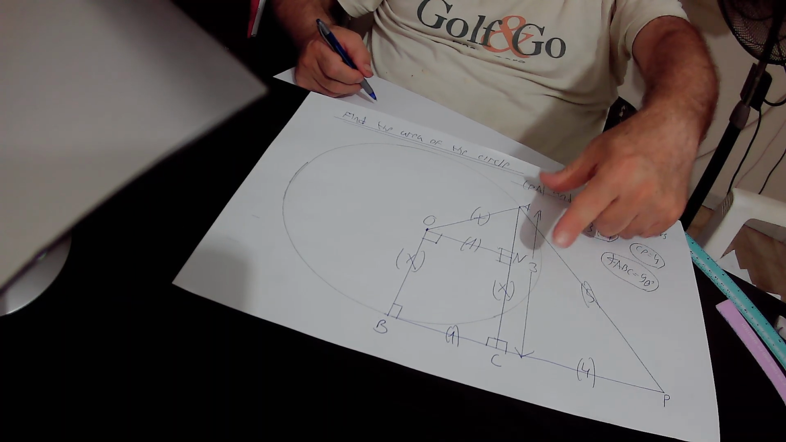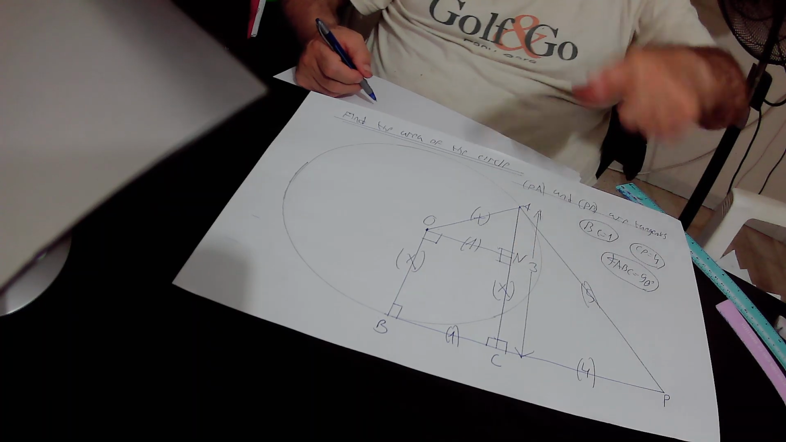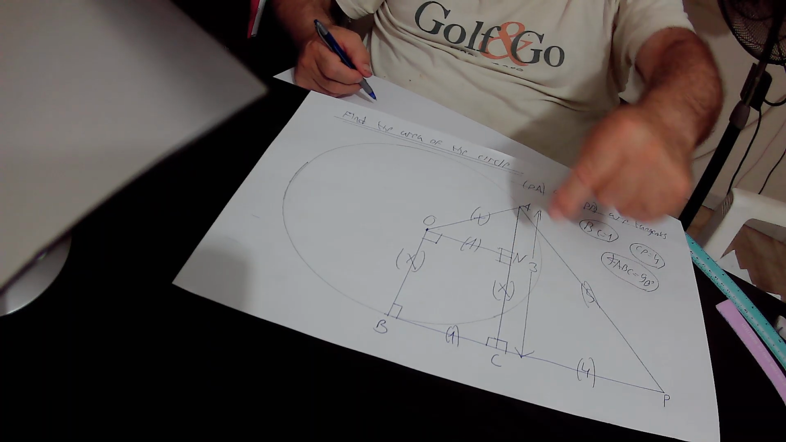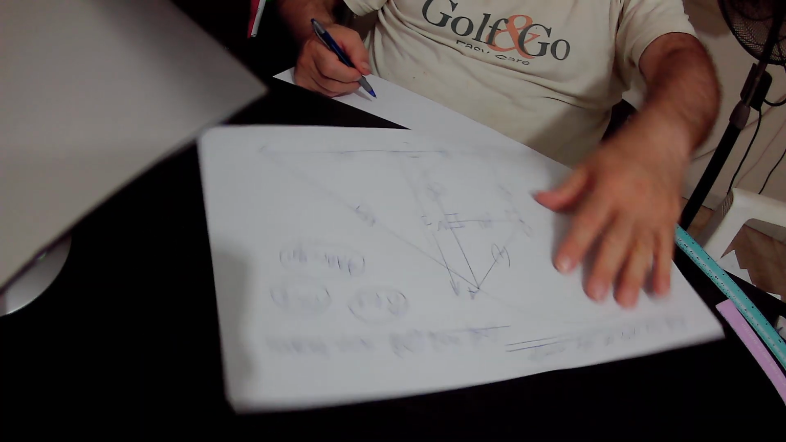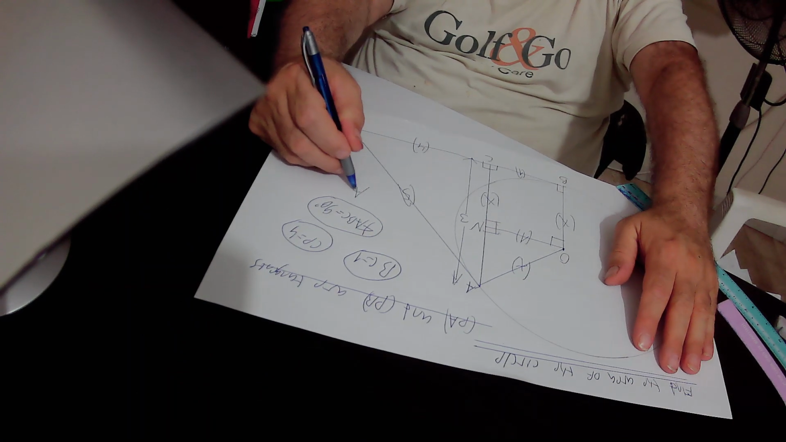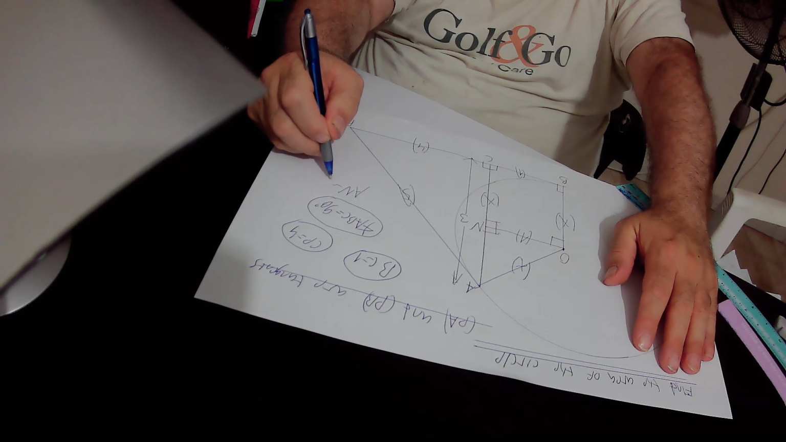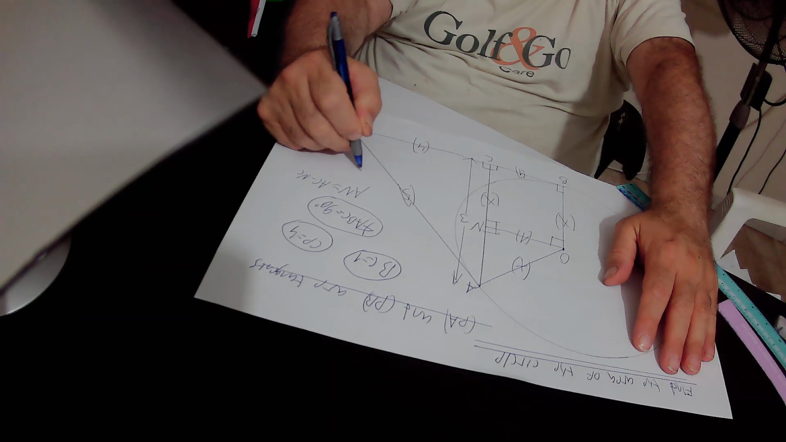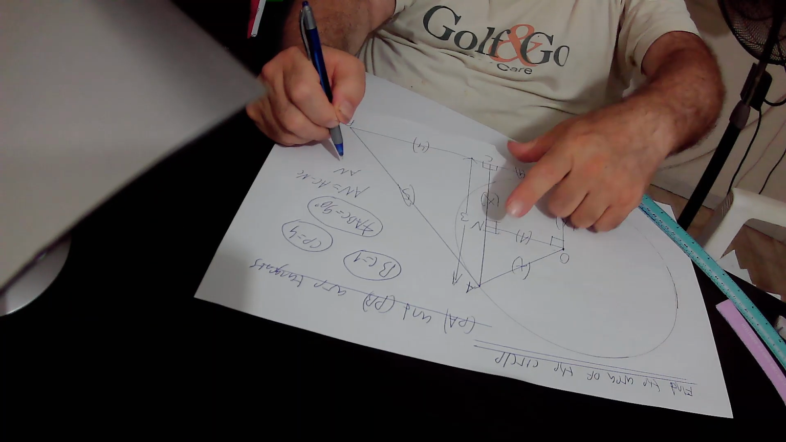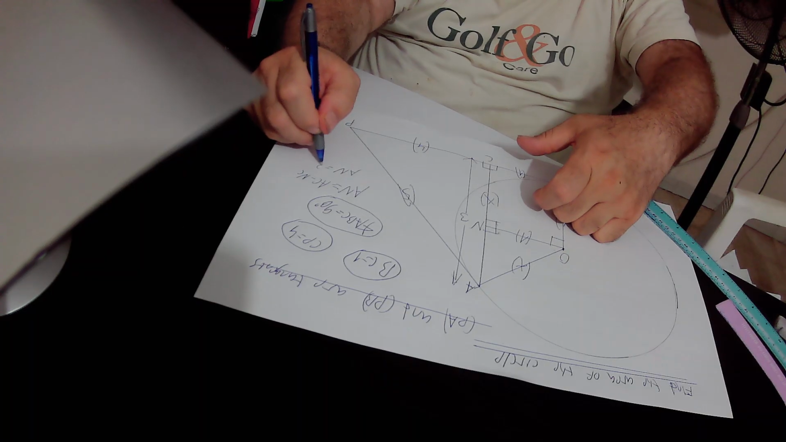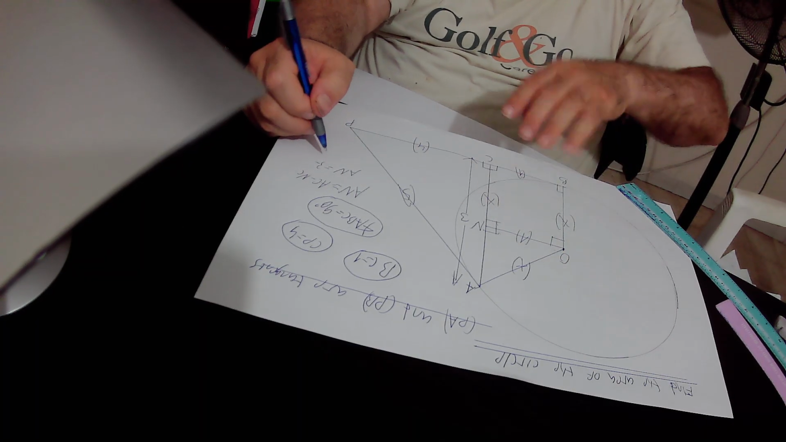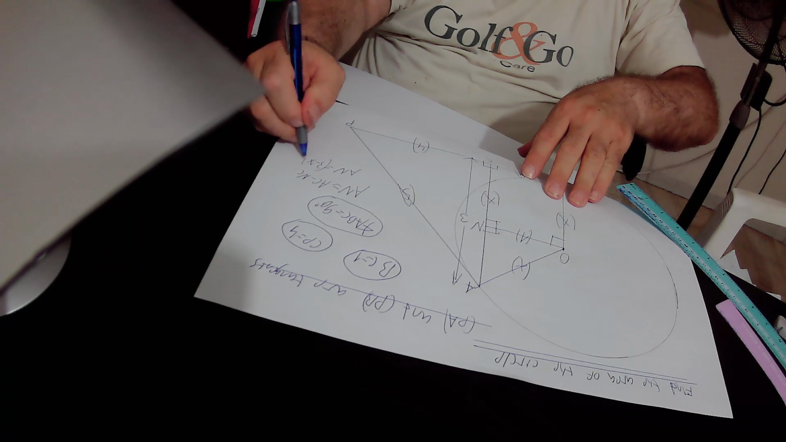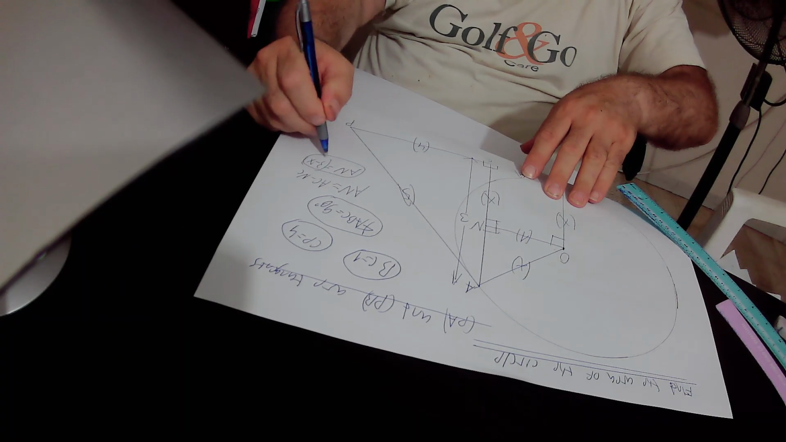AN must be equal to AC minus NC. Again, AN equals AC minus NC. So I write it down. AN equals AC minus NC. So AN equals AC, AC is 3, minus NC. NC is x. So in total, AN equals 3 minus x units in its length.